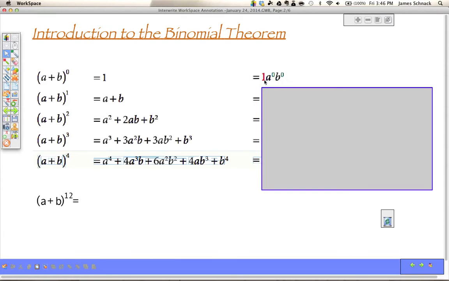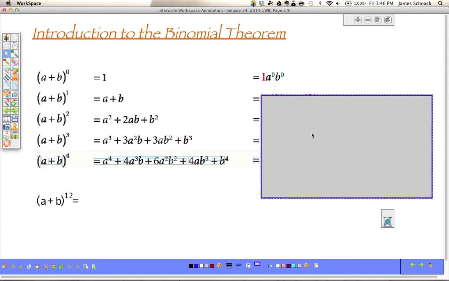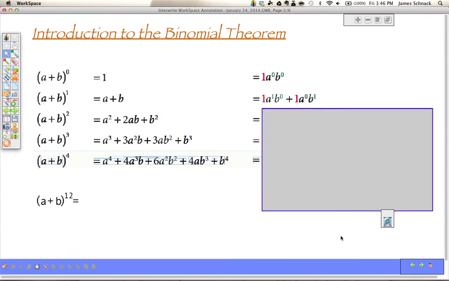Okay, yeah, 1 times something to the 0 times something to the 0, that's 1, you're right, but what's your point? Well, bear with me. A plus b, that could be written like this. So what I'm doing is I'm writing each term involving a and b, which are the things in the binomial. 1 times a to the first, b to the 0, plus 1 times a to the 0, b to the first.